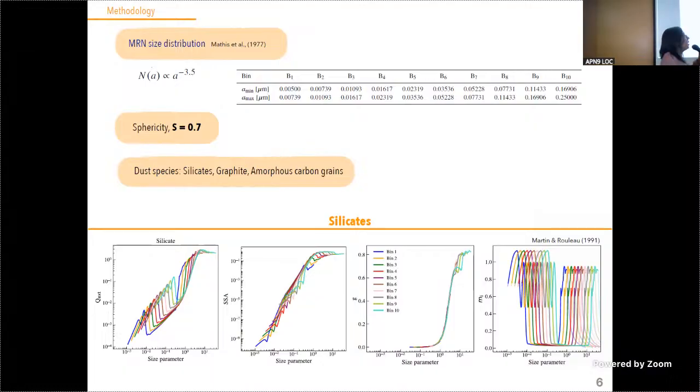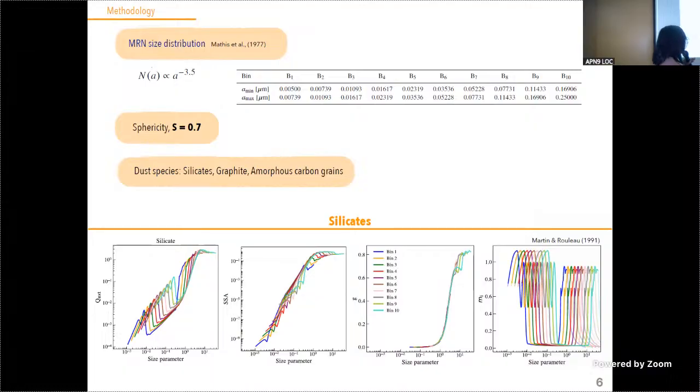And so we obtain the single scattering parameters for each size between these two grain sizes, and we integrate in order to obtain the bulk properties of the grains. And we set, as a first approach, a sphericity equal to 0.7. And we also use data from silicates, graphite, and amorphous carbon grains. We obtain the refractive index for these species in this project.